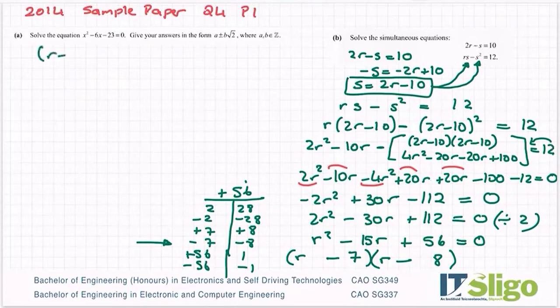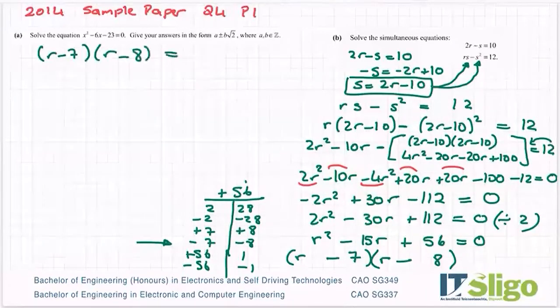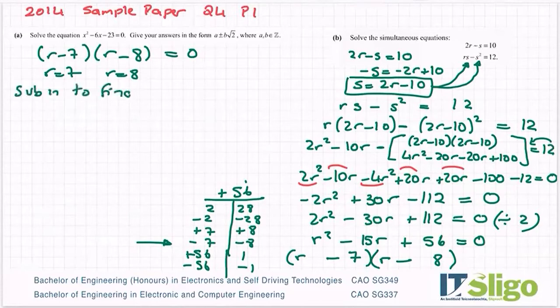So I have r minus 7, r minus 8 is equal to 0, r is equal to 7, r is equal to 8. Okay, so there's my 2 r values. So now I need to sub in to find s. Okay, again, you can sub into any equation you want. The one you've written or you've changed around here will be the easiest one to sub it into.